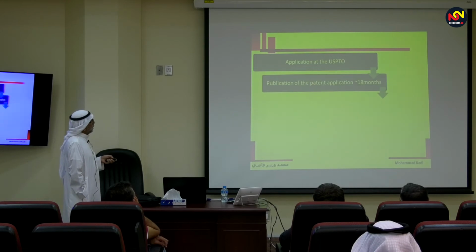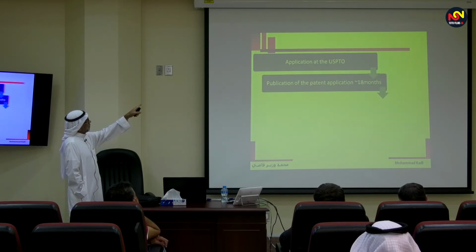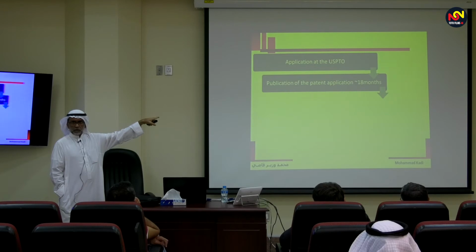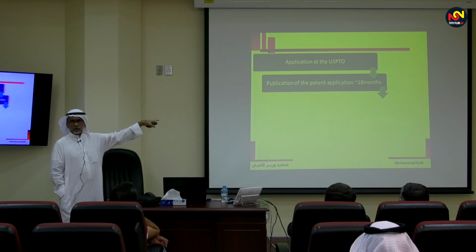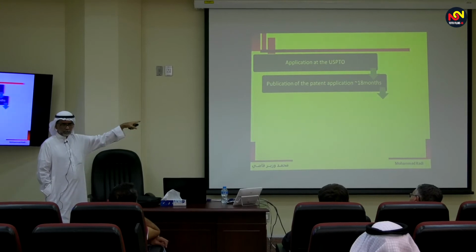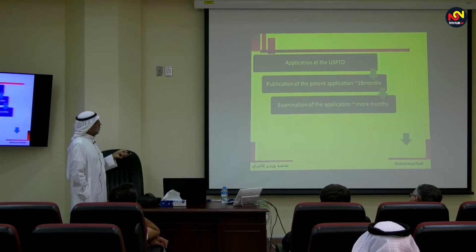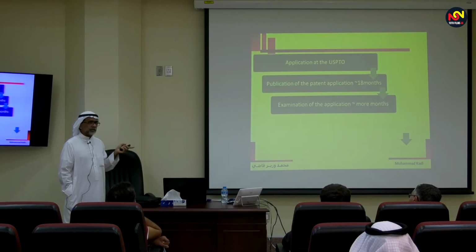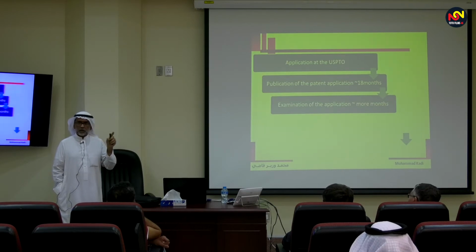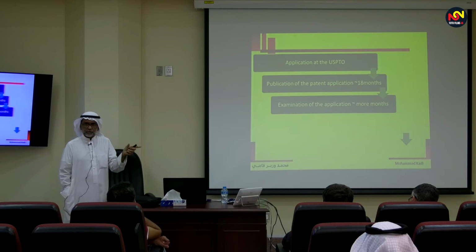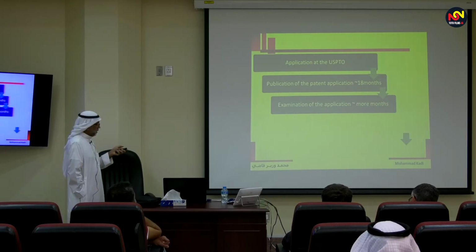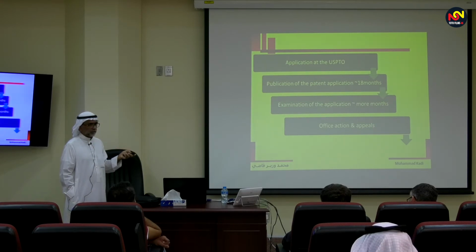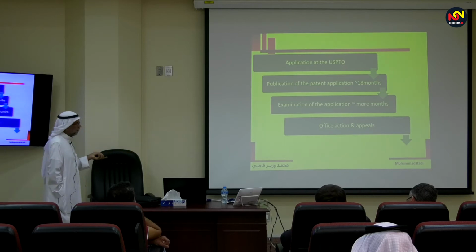After application, the date of filing is the 1st of January, for example. 18 months later, the USPTO will publish the application. After that, it might take about 4 to 6 months for an examiner to look at your file in the USPTO. It will give you what they call an office action, like a review of the application.